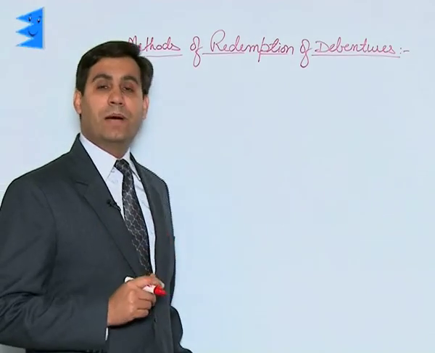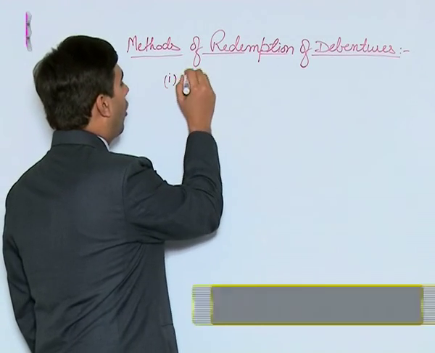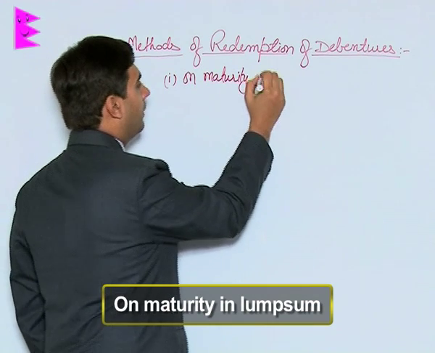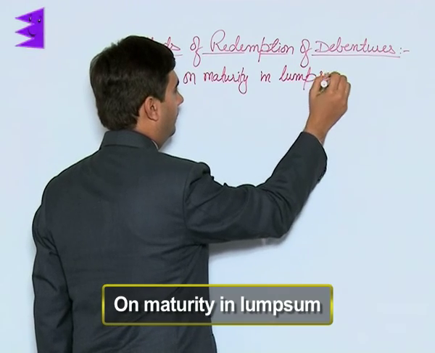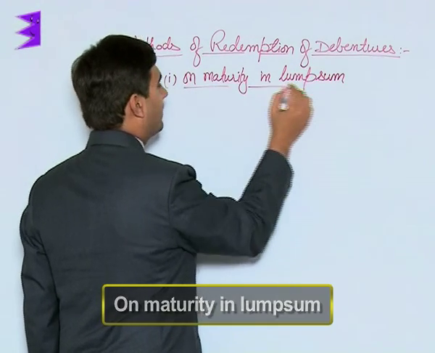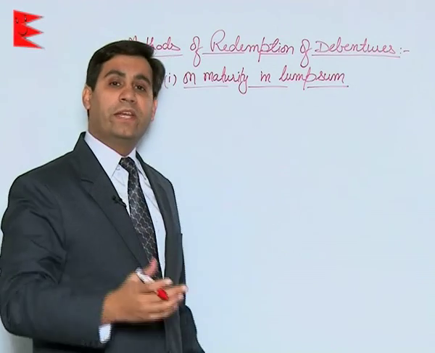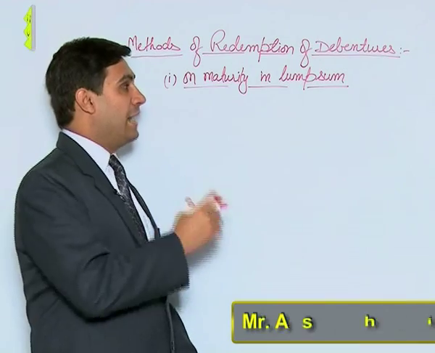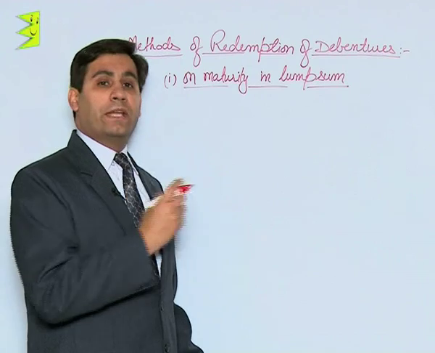Debentures can be redeemed by various methods. The first of these methods is on maturity in lump sum. As the name suggests, in this case, the debentures are redeemed on their due date as the company had announced at the time of issue, and they are redeemed in lump sum. That is, all the money is redeemed together.